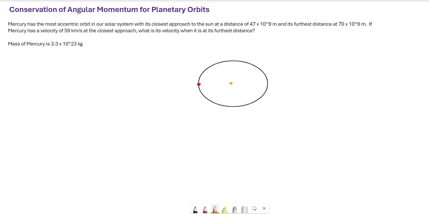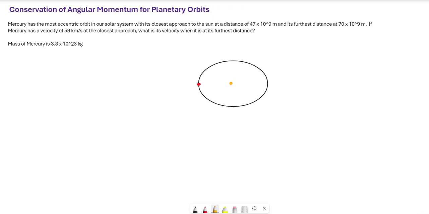So in this case, we have Mercury. The problem states that Mercury has the most eccentric orbit in our solar system, with its closest approach to the Sun at a distance of 47 times 10 to the 9 meters, and its furthest distance at 70 times 10 to the 9 meters. If Mercury has a velocity of 59 kilometers per second at the closest approach, we want to know its velocity at the furthest distance. And we're given the mass of Mercury as 3.3 times 10 to the 23 kilograms.